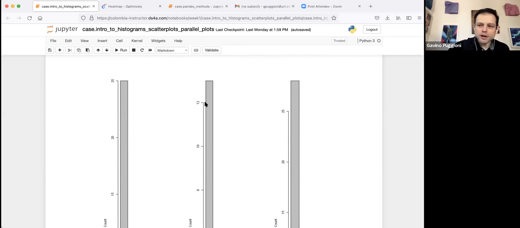Jose, I would use box plot. Yeah, box plot would probably be more interesting in this case. Andres suggests the same thing. We have not introduced the box plots yet.